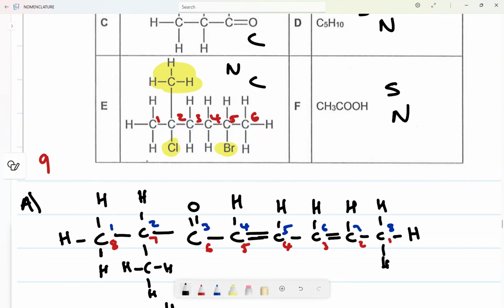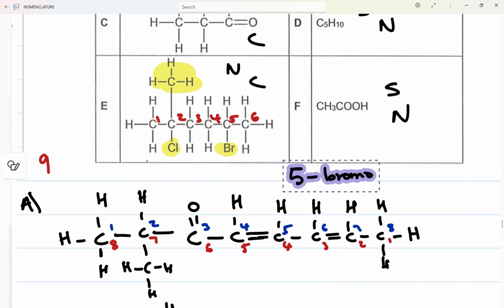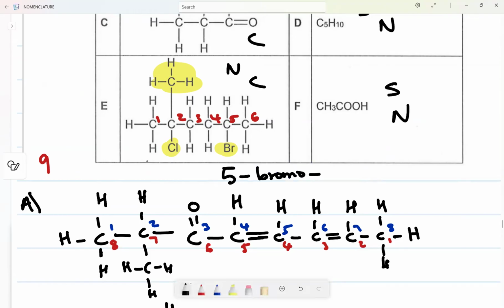So the name for this one, I'll say now, it is what? When I start counting from here, can you see now the name here? It is going to be something like, I'll write it here, then I'll copy it. Remember the alphabetical order: B comes before C and M. So it's going to be 5 bromo, then C comes before M, then 2 chloro.